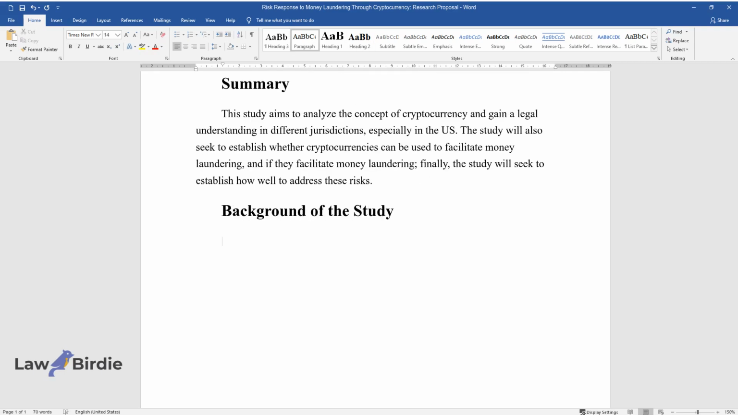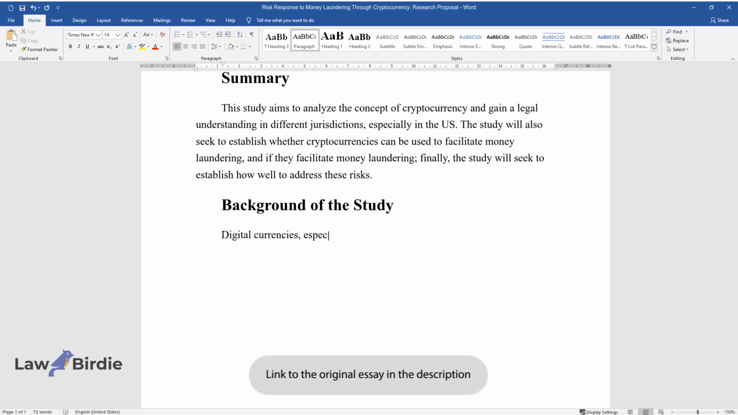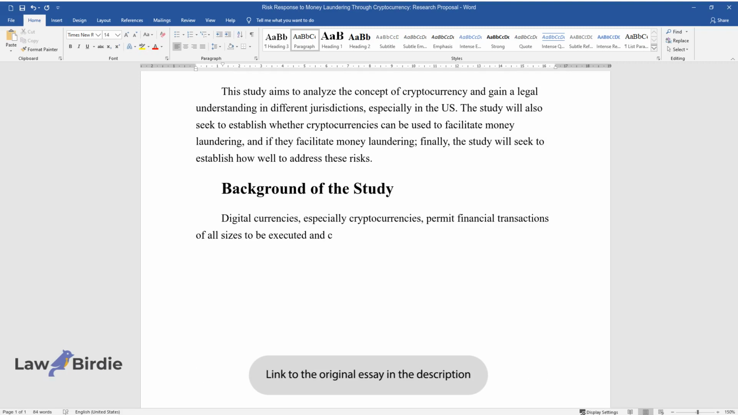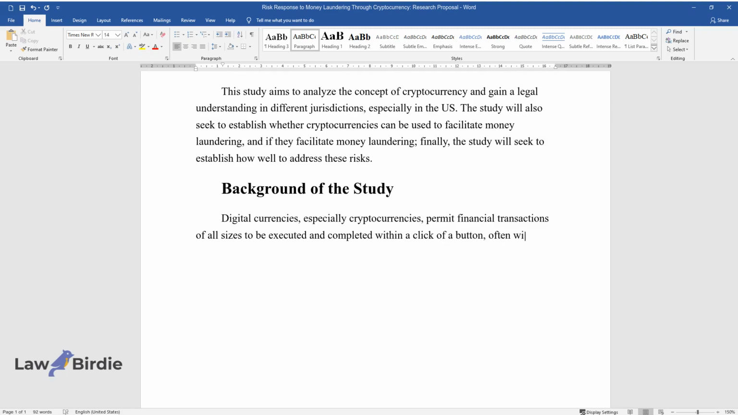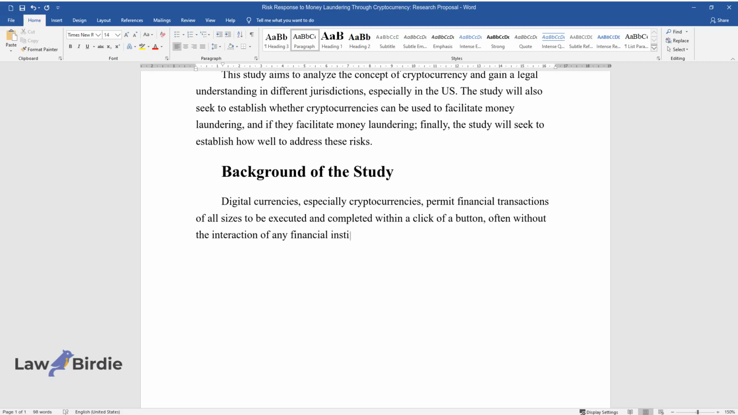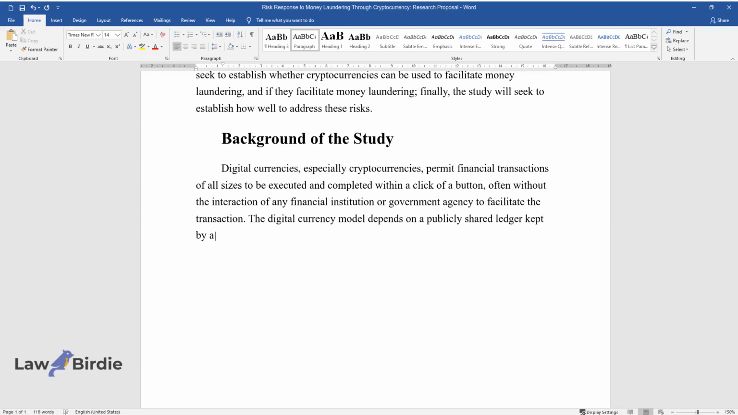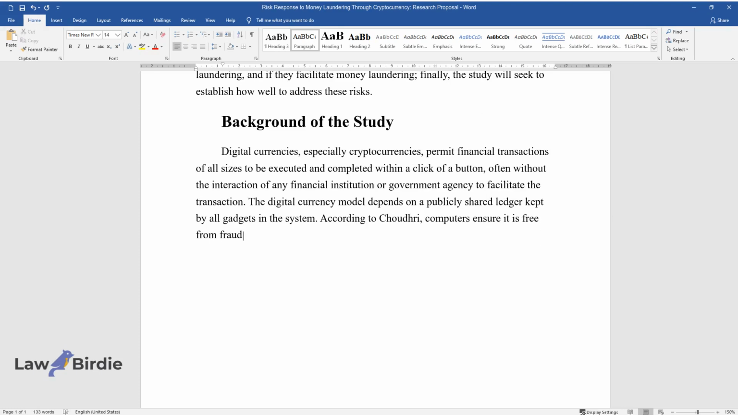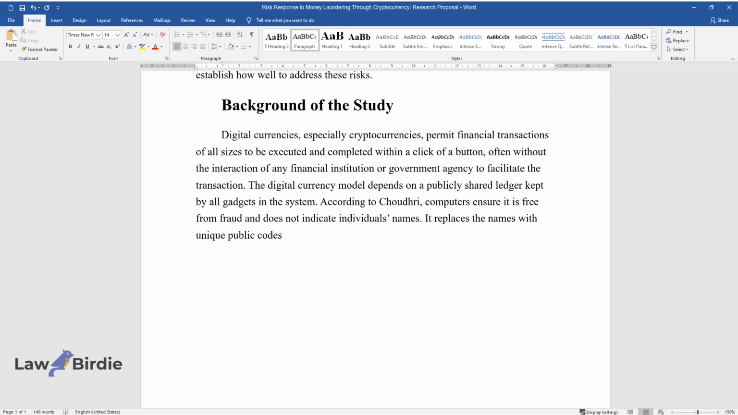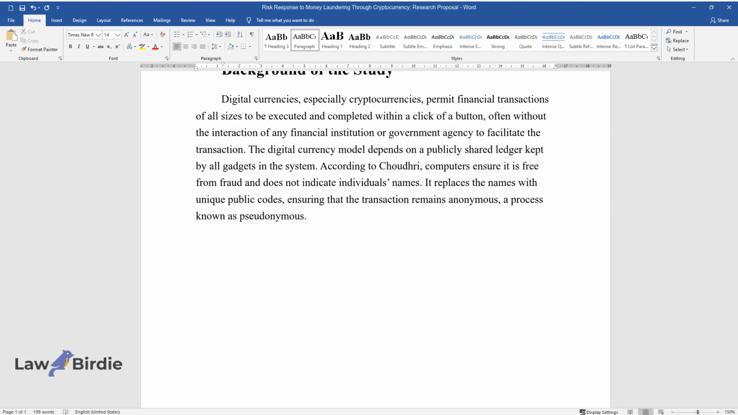Background of the study. Digital currencies, especially cryptocurrencies, permit financial transactions of all sizes to be executed and completed within a click of a button, often without the interaction of any financial institution or government agency to facilitate the transaction. The digital currency model depends on a publicly shared ledger kept by all gadgets in the system. According to Choudhri, computers ensure it is free from fraud and does not indicate individuals' names. It replaces the names with unique public codes, ensuring that the transaction remains anonymous, a process known as pseudonymous.